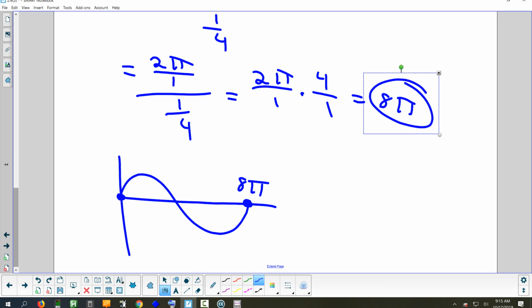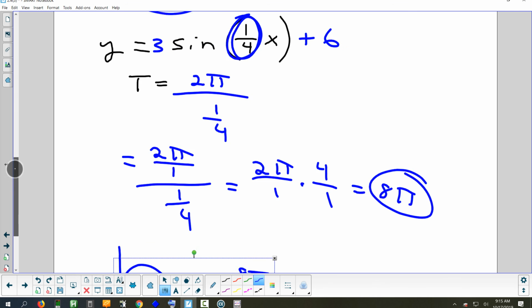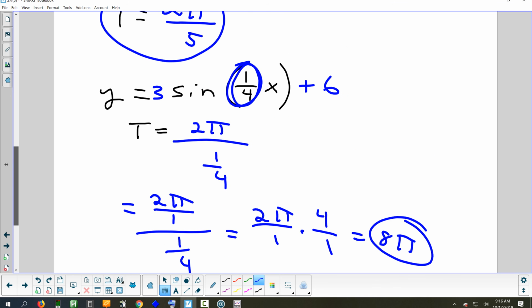Okay? So when we get into the graphing, we're always going to start at 0. And then we're going to first figure out where the graph ends. Well, it ends once you finish one cycle. How do you know when you finish one cycle? Use the formula for t. That'll tell you the end of one cycle.